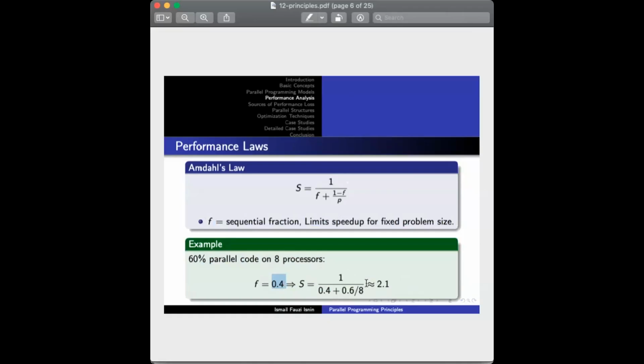So even if we increase the number of processors, the speedup is still roughly the same. You can try calculating that. We get only about double, not much, because of this serial bottleneck. The 40% serial fraction becomes dominant.